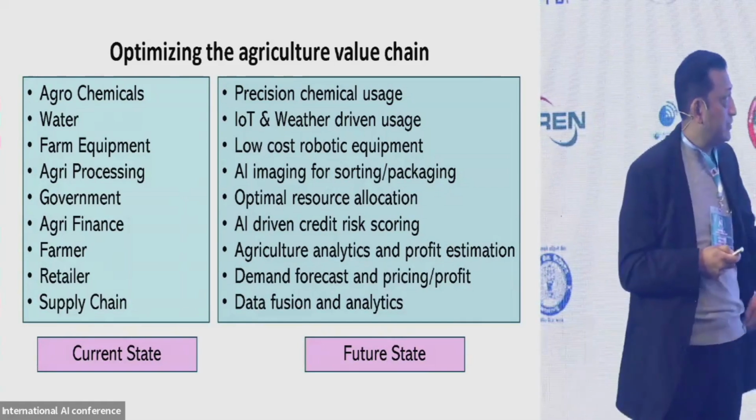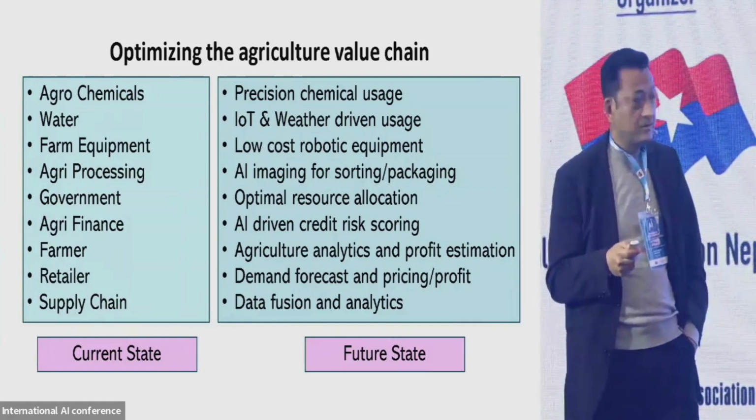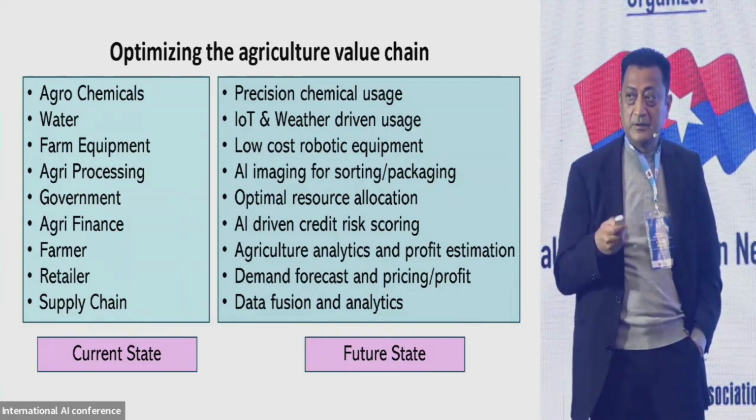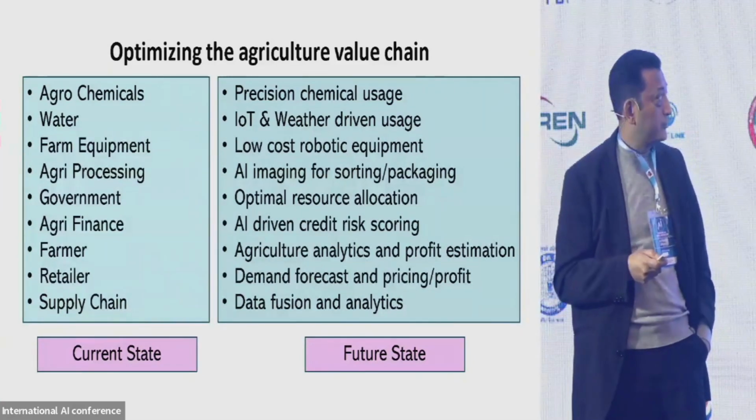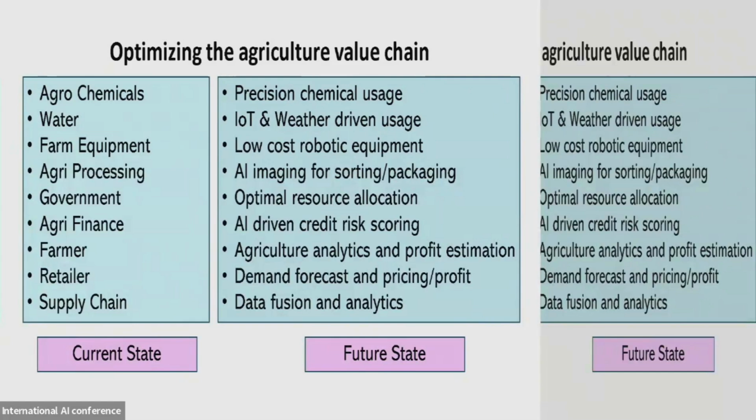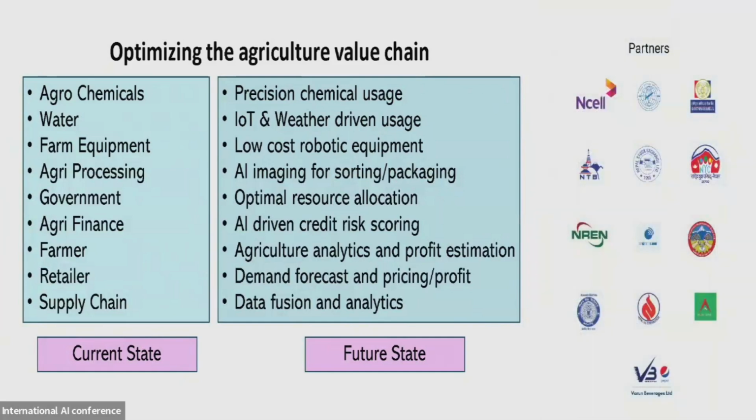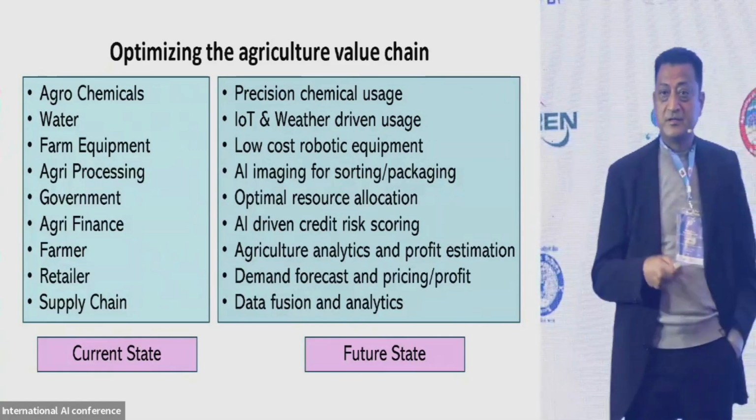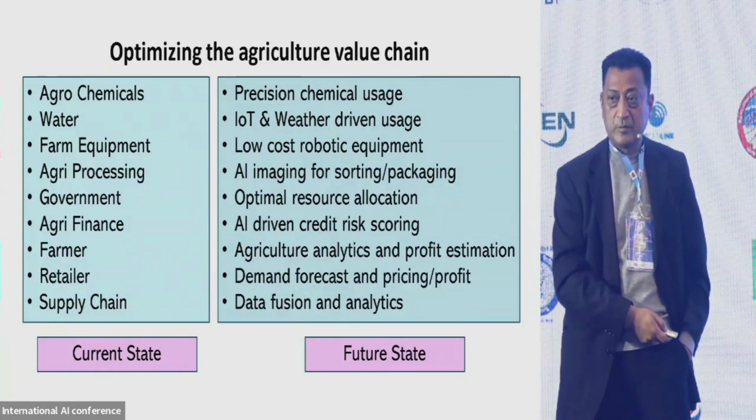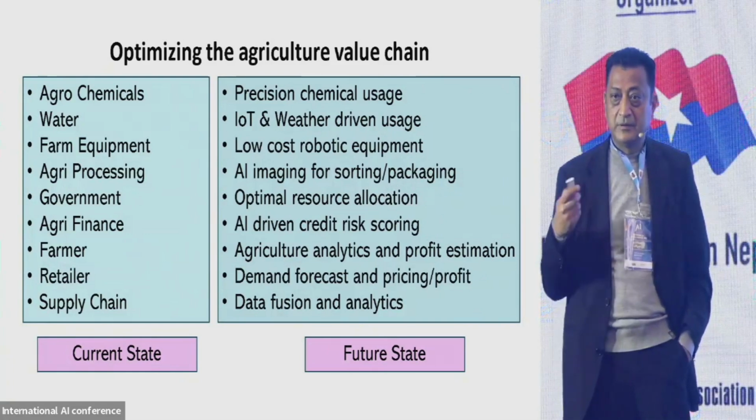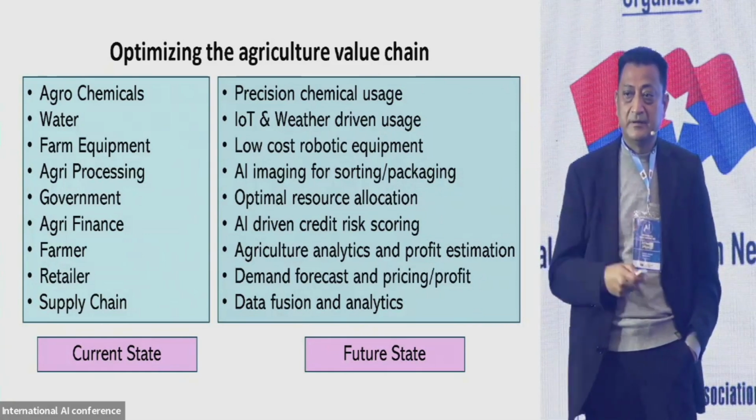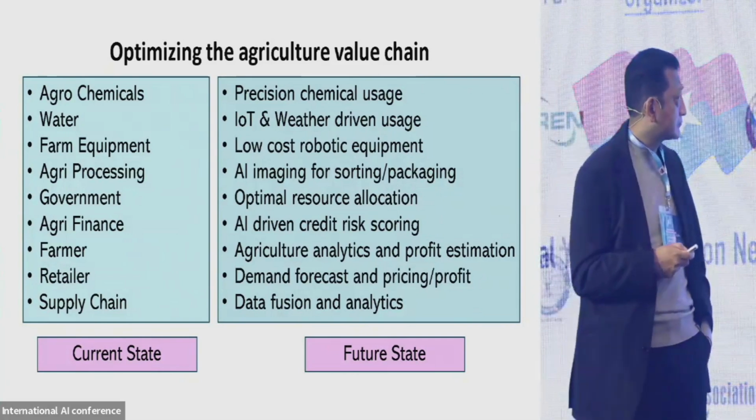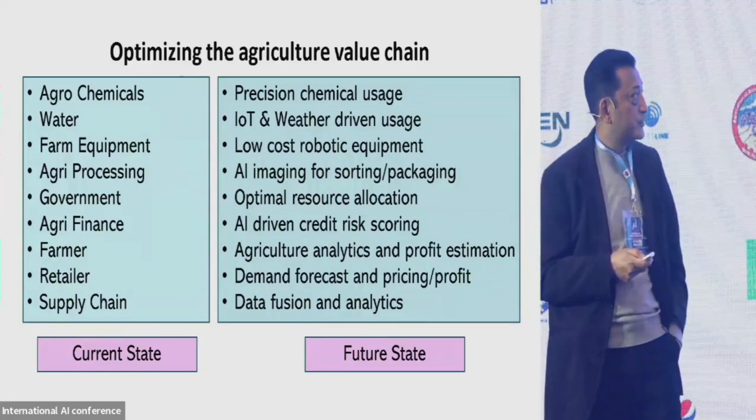So if you look at agrochemicals, then the use of precision chemicals is going to help you optimize the cost of the chemicals in your agriculture. Similarly, using the IoT-based sensing and the weather patterns, you can optimize the use of water. And low-cost robotics, we have an example here of a low-cost robot right here. So the question is, we can take advantage of these kinds of robots or build these kinds of robots to help human beings or help land where the laborers are scarce. We can use AI-based imaging for sorting, packaging.